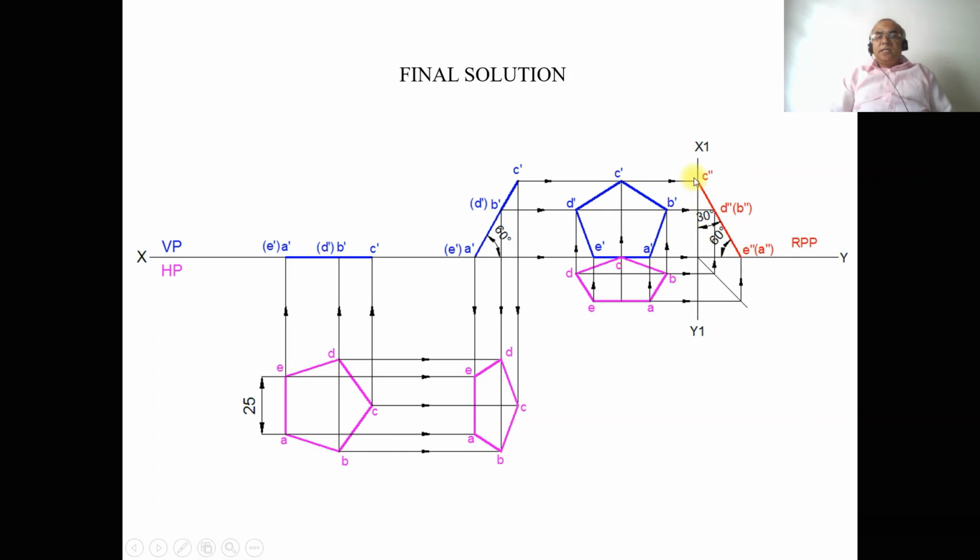Then join C double dash to E double dash with a dark line. As the surface is inclined to both HP and VP, obviously the surface will be perpendicular to the profile plane, wherein the 60 degrees with respect to the XY line is the HP, and 30 degrees with respect to the X1 line is the VP. Then show the dimensions accordingly. So this is how you will be able to solve this problem using the sketchbook. Thank you.